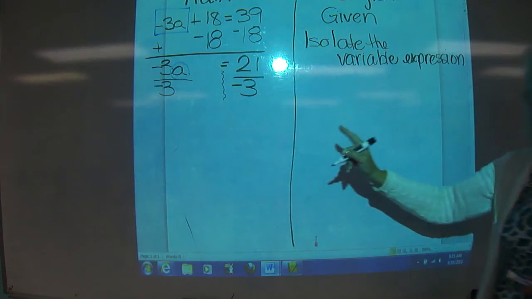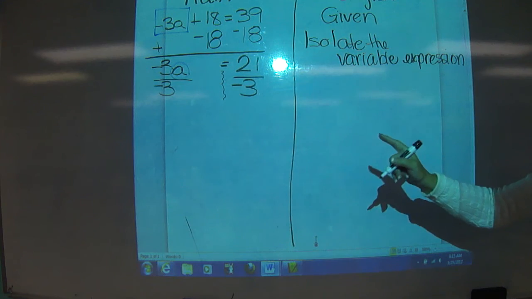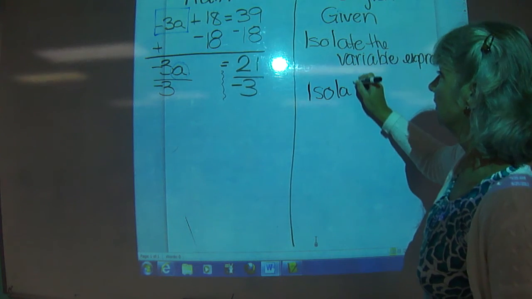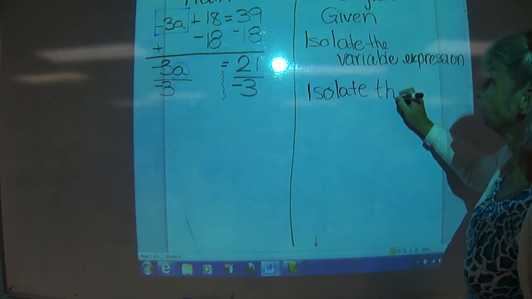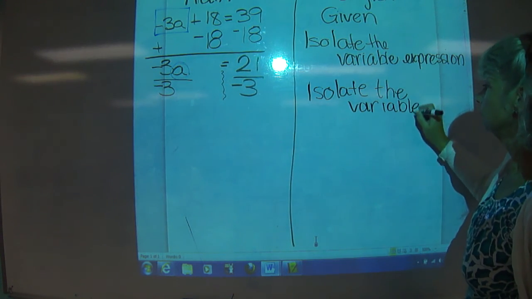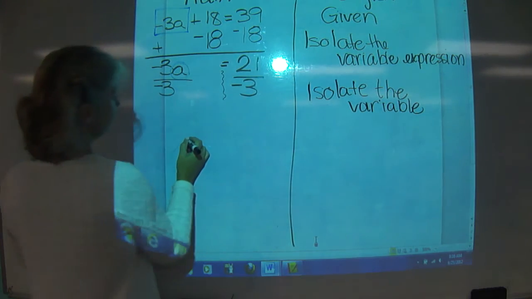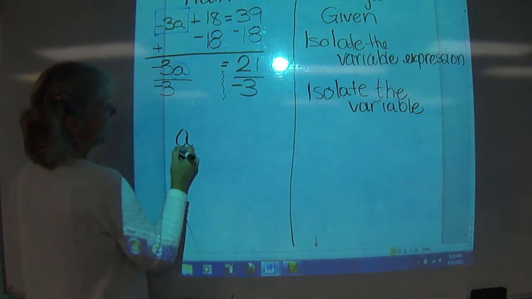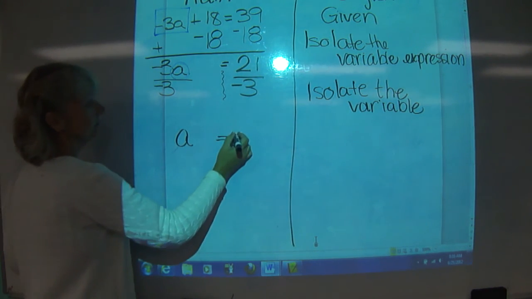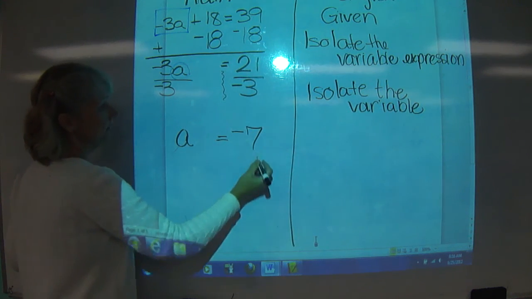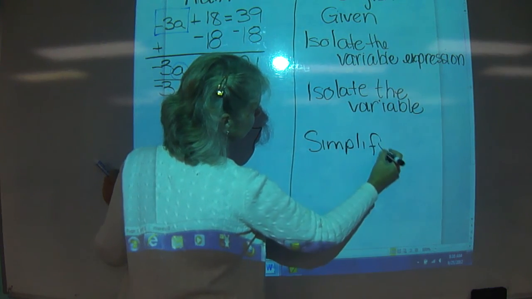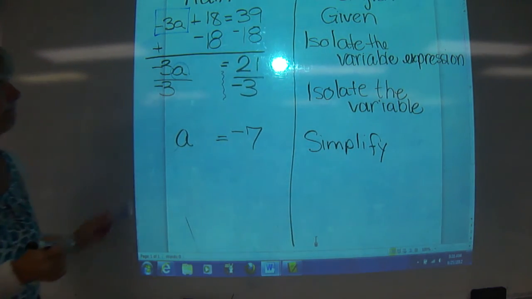So at this point in time, by dividing by the inverse operation, we are going to isolate the variable. Now we're going to simplify, so a equals, and how many negative 3's in 21? Negative 7, I heard it. This is simplify. And you're done. Questions?